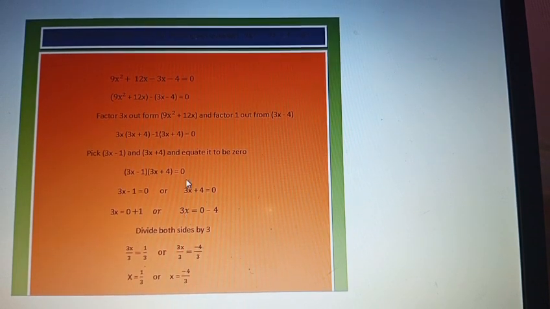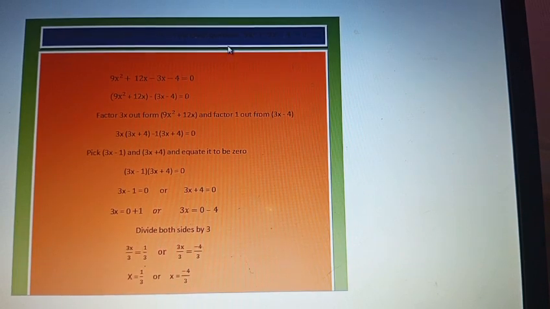This is how to solve a quadratic equation using the factorization method whenever we encounter a question like this.